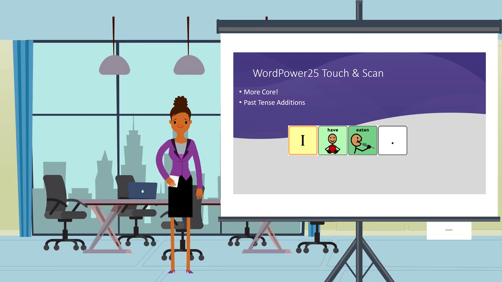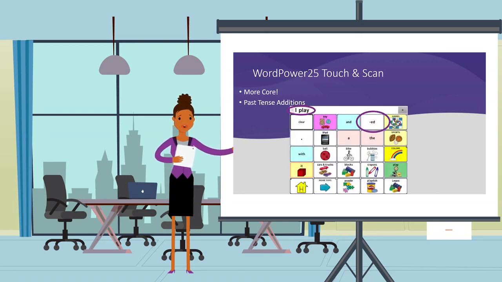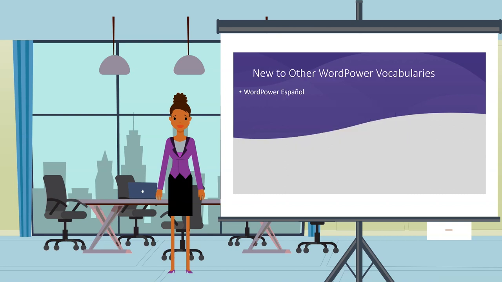Another new feature is the addition of past tense forms. For several verbs, the past participle is now available. For example, one can now say, I have eaten. Also, past tense forms of verbs are available for related core words on category pages. For example, on the toys page, you can now say, I played bubbles.